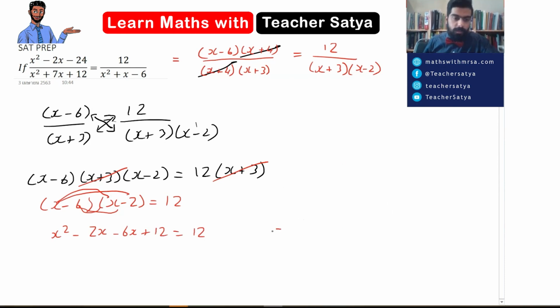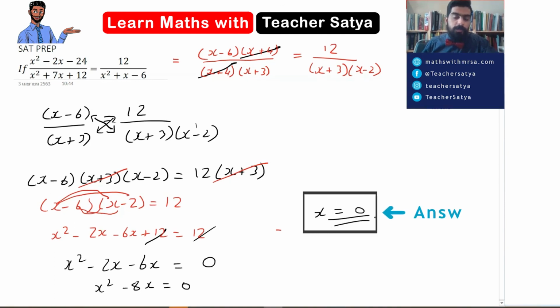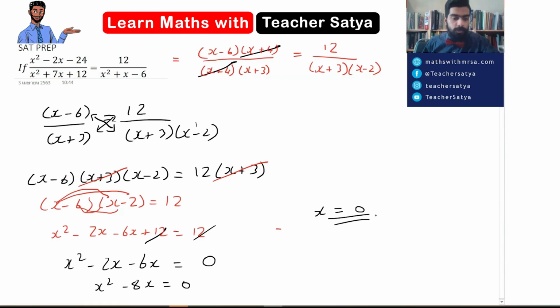Now what do we see here? We see that these two also can simplify. So what do we have? We have x squared minus 2x minus 6x is equal to 0. And we have x squared minus 8x is equal to 0. Therefore, x would also equal 0 in this case. Okay guys, x would also equal 0. And there we go guys. So this is the end of it.